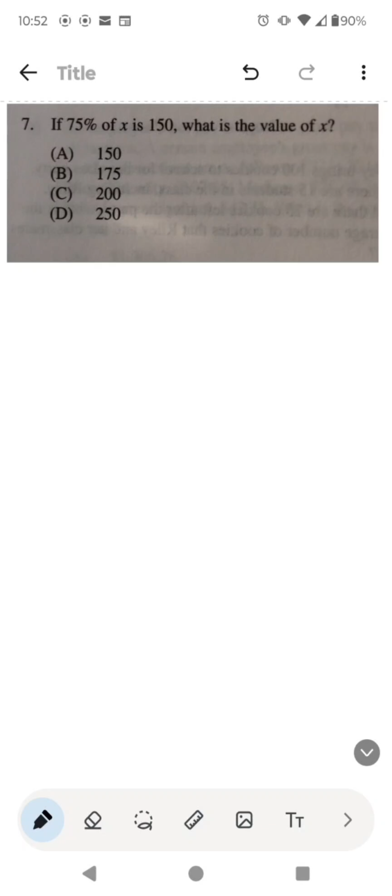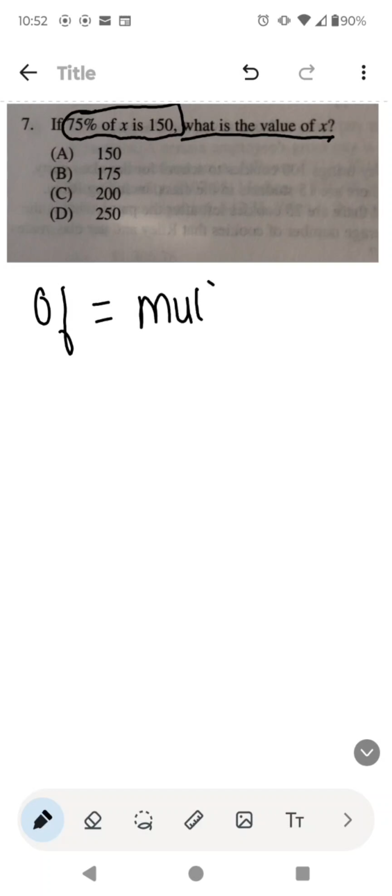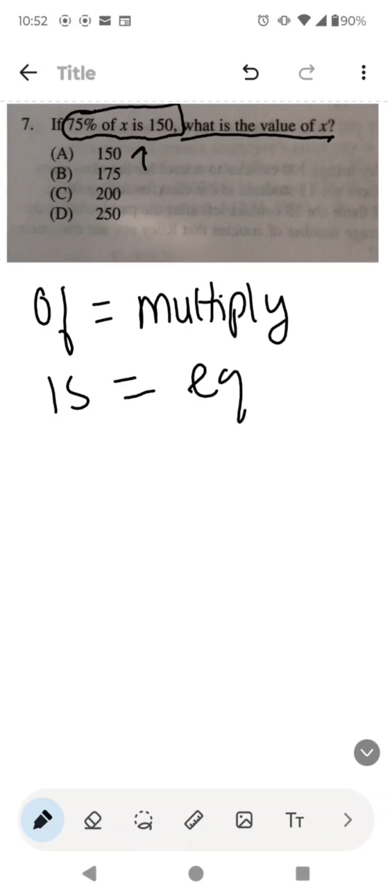All right, question number 2. If 75% of x is 150, what is the value of x? We're looking for the value. How much is x worth? Well, it tells me that 75% of x is 150. There's some key words here. Of is going to mean multiply every time, no matter what. If you learn that, you'll go places. Is means equal, okay? So of is multiply, is equal.